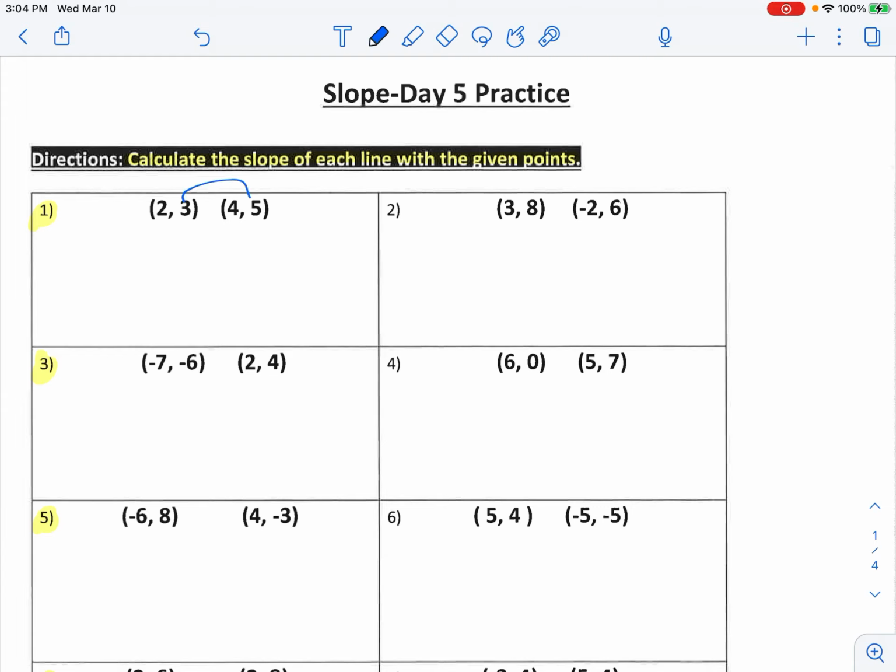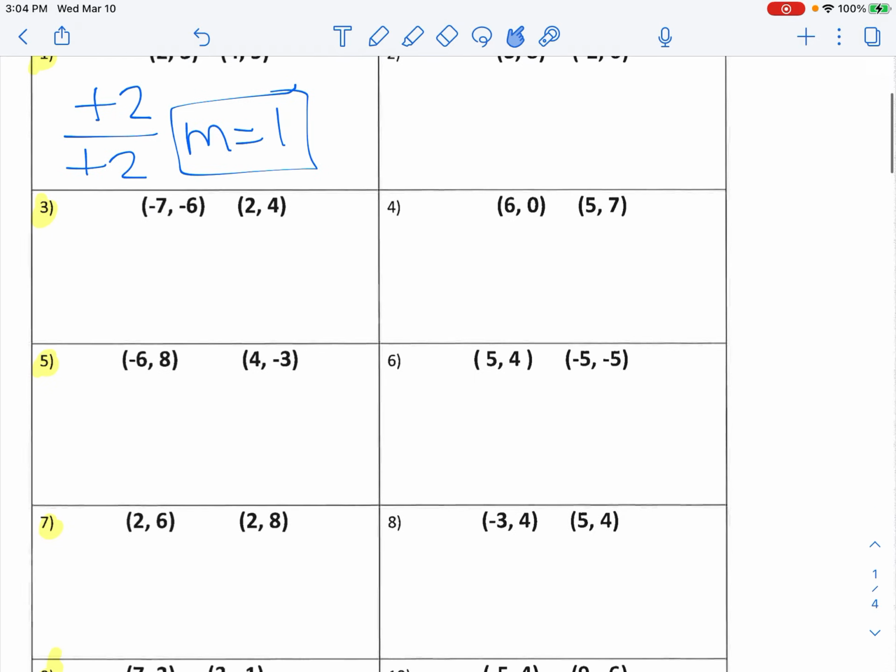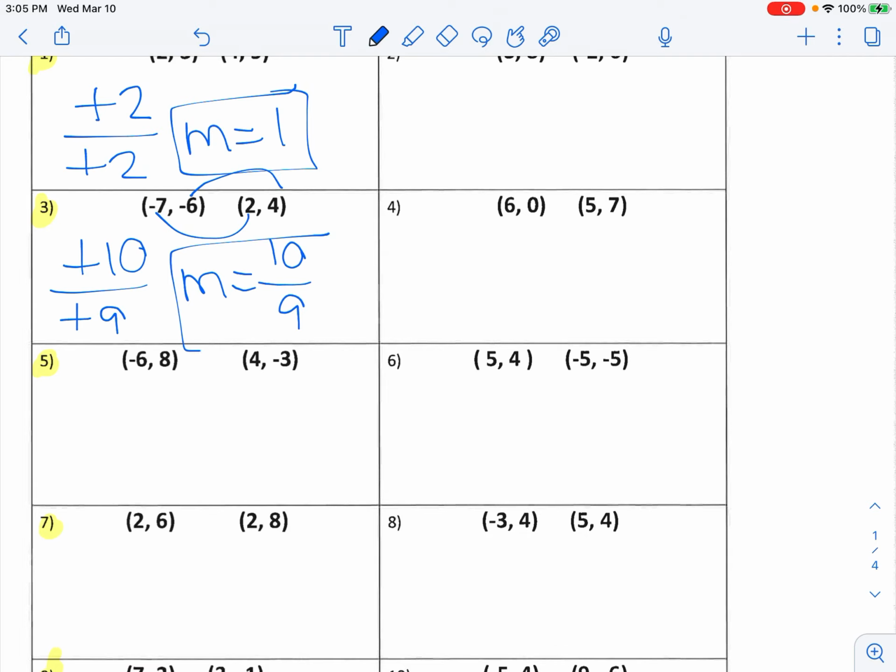So we're going to find the change in y. From 3 to 5 is plus 2. From 2 to 4 is also plus 2. So m equals 1. Number 3. Change in y from negative 6 to 4 is plus 10. Change in x from negative 7 to 2 is a change of plus 9. M equals 10 to 9.